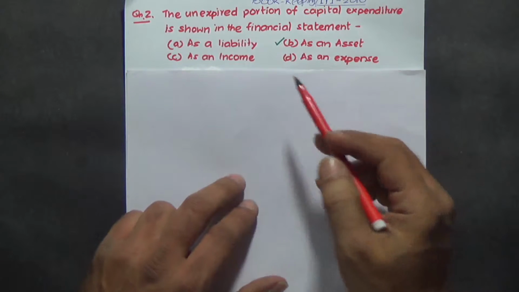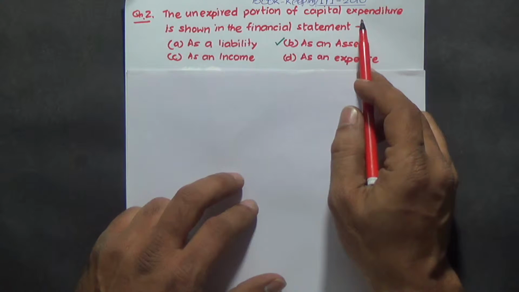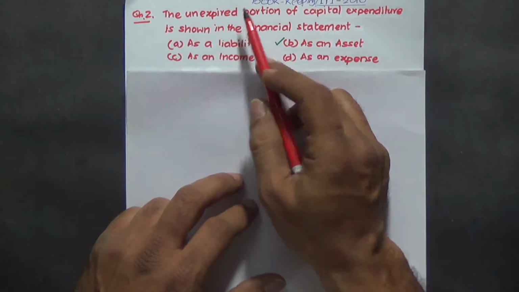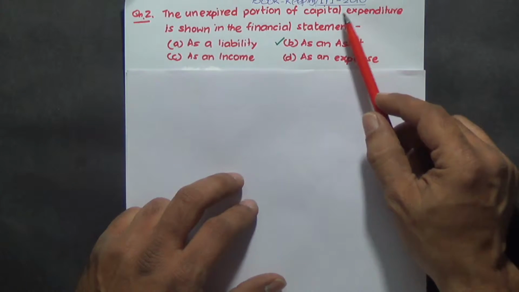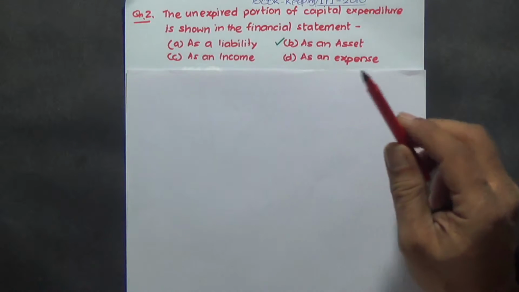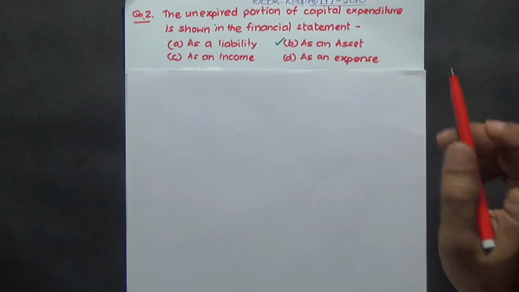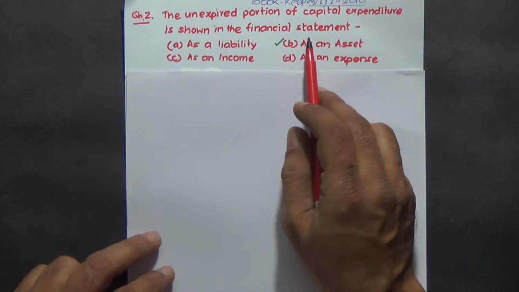There are certain terms like unexpired portion of capital expenditure. So unexpired portion is one concept which we'll have to discuss, capital expenditure is another concept, and financial statement. So there are three different concepts which we'll have to discuss, which maybe some people wouldn't have understood. Coming to the first one, financial statement.